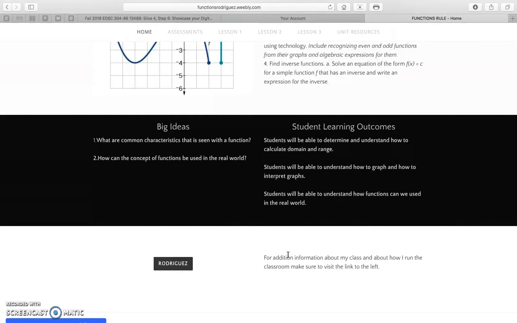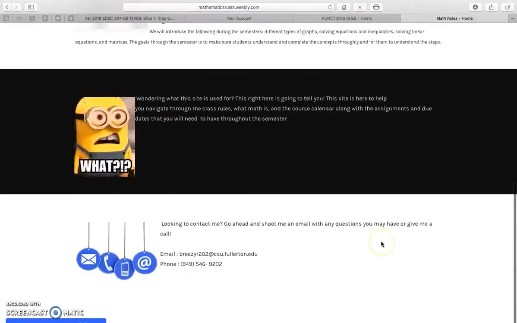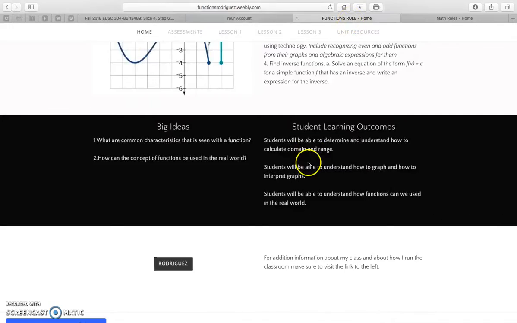For the student learning objectives, they will need to understand how to calculate the domain and range, interpret and understand the graphs and how to read them, and then understand how they're used in the real world. And then right here is my link to my home website for my teaching website.